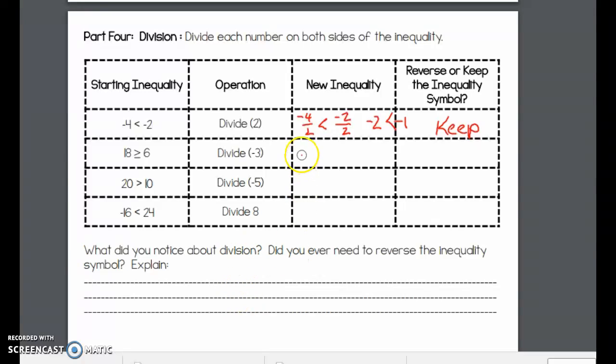18 and 6, if I divide each of those by negative 3, 18 divided by negative 3, I'm going to do it this way so you can see. 18 divided by negative 3 is negative 6. 6 divided by negative 3 is negative 2. So if I were to rewrite this, negative 6, and the sign the way it was originally, like this, is negative 6 greater than or equal to negative 2? No, I would have to reverse.